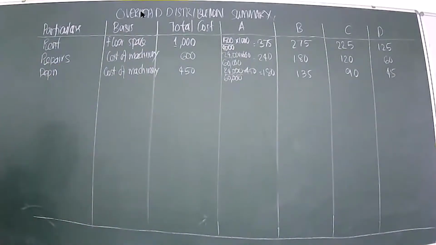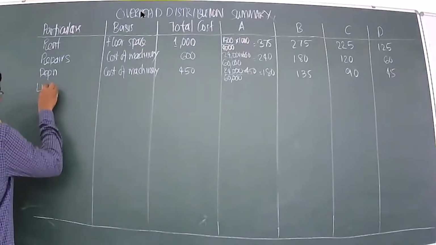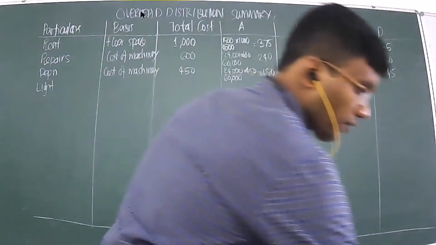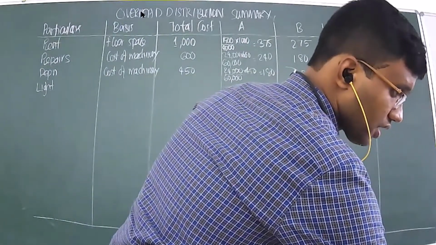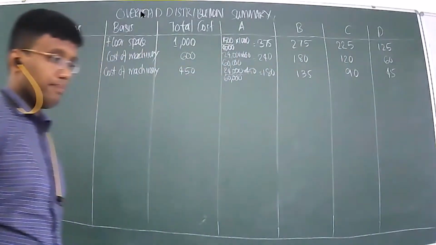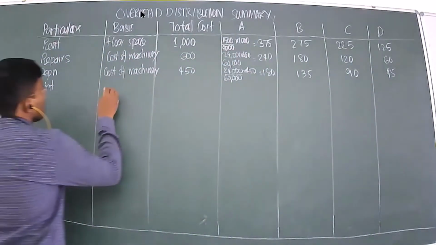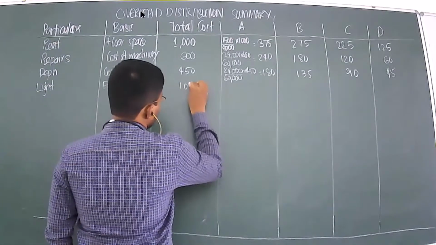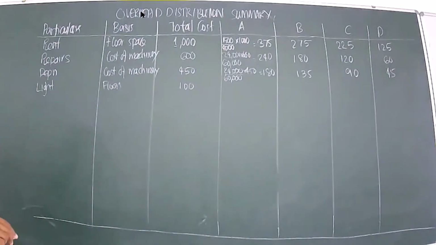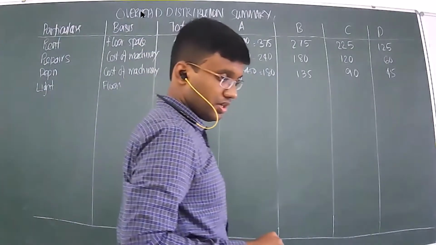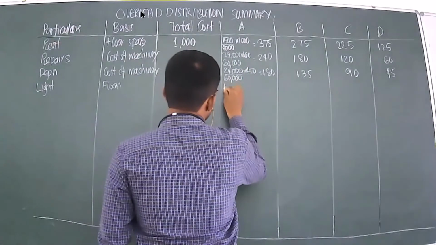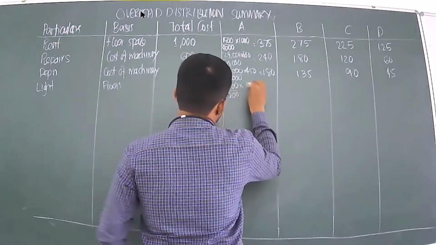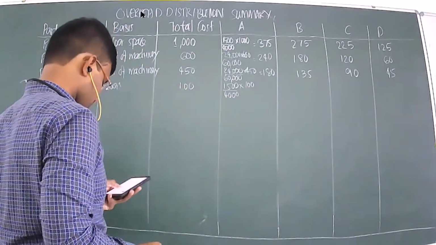Next one is light. On what basis would we be apportioning light? We would be apportioning light on the basis of square feet, so floor space is our basis. The total is 100, and let's go about apportioning this. Here we will be apportioning this as 1500 divided by 4000 into 100. So this is how we would be apportioning.